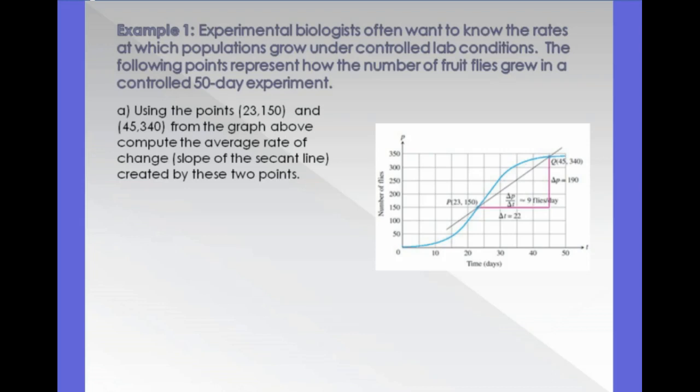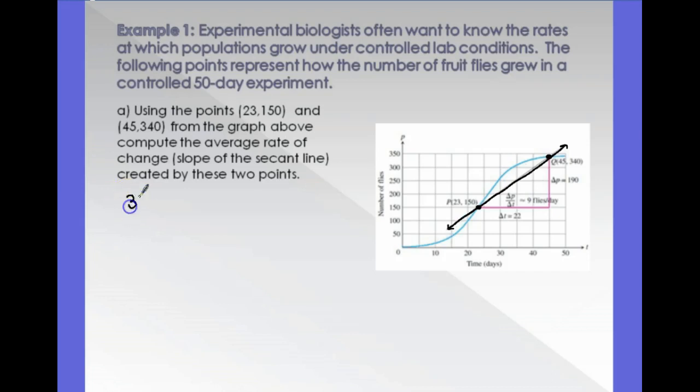So it says using the points 23 and 150 and the points 45, 340 from the graph given, compute the average rate of change, aka our new slope of the secant line, created by these 2 points. So we're taking this point on the line here and this point on the line there, and we want to find the slope of the line between them. So we are trying to find the slope of this line right here. So how do you find slope? You pick 2 points on a curve, and you find the distance between them.